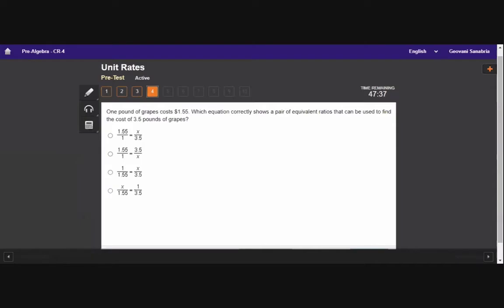Okay, so here they're talking about setting up a ratio, setting up an equation. It hasn't talked about solving the equation yet. Which equation correctly shows a pair of equivalent ratios that can be used to find the cost of 3.5 pounds of grapes? If I were to guess, it'd be A. All right, let's see. Actually, I think that's right.